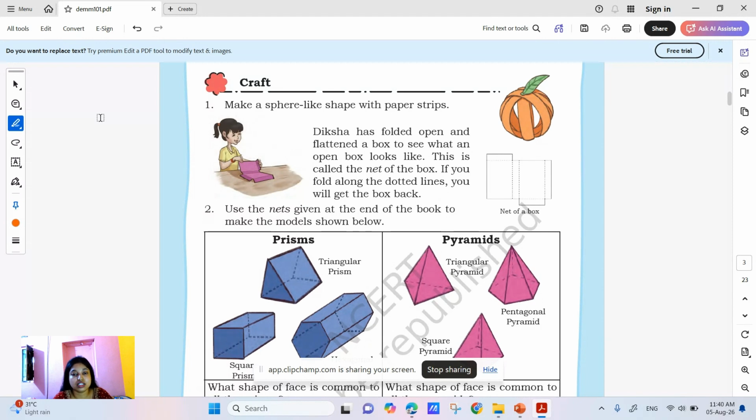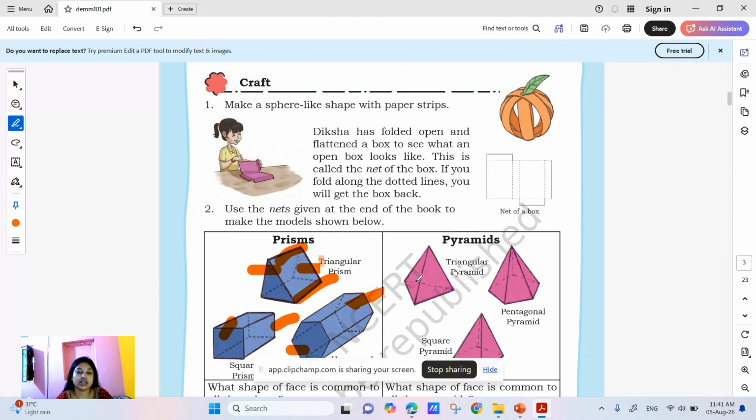What are prisms and what are pyramids? So the prism has similar types of bases. Okay, here you can see here is the square, here is the square, here is the pentagonal, here is the hexagonal, here is the hexagonal. So similar types of bases joined to each other through lines are called prisms.